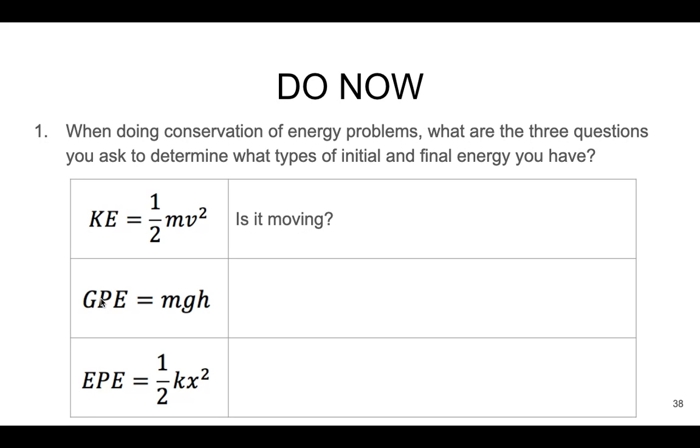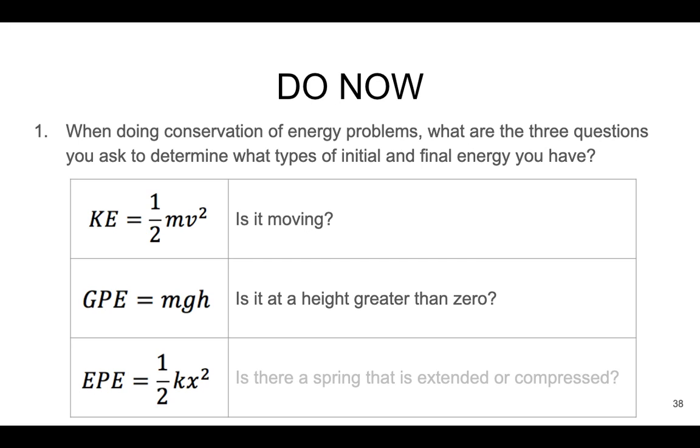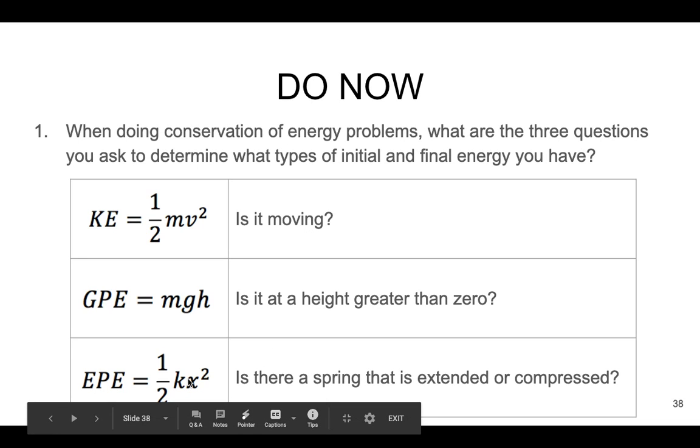So what's your question for GPE? The question for GPE is, is it at a height greater than 0? Because if h is greater than 0, then there will be GPE. If h is 0, this whole right side is 0, therefore the left side is 0, so there's no GPE. And finally, if you're dealing with a spring, what's the question you have to ask to determine if there's EPE or not? The question is, is there a spring that is extended or compressed? Because if x does not equal 0, then EPE won't equal 0.